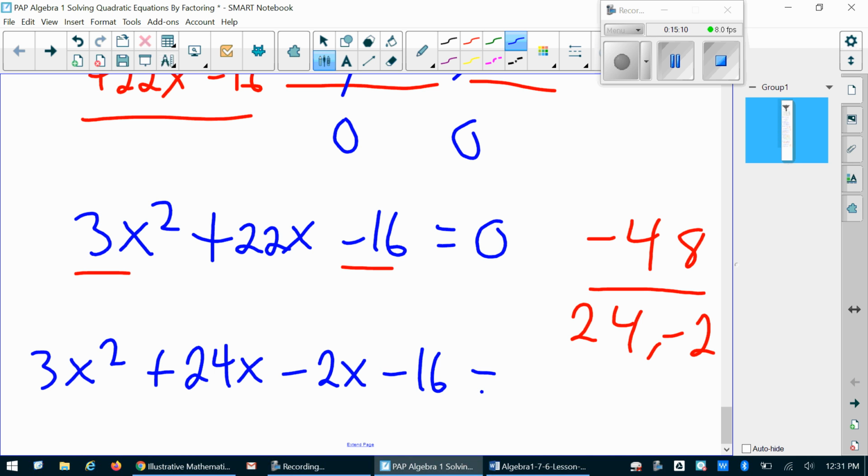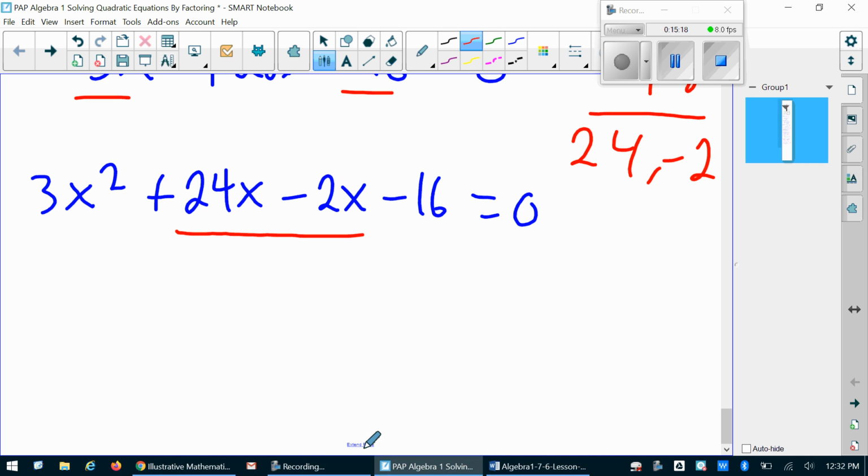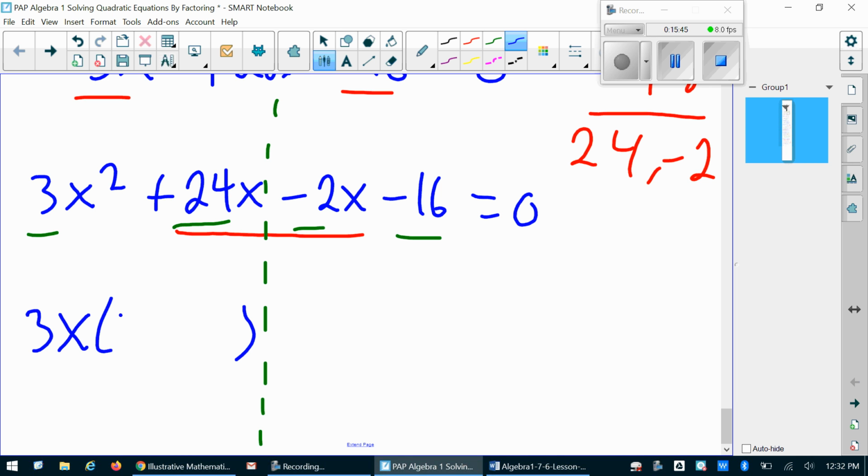Next, if you remember, these can go in either order. It doesn't matter. I can put the negative 2x first, then the 24. But I think this way is probably the best because 3 and 24 have a common factor of 3, and then negative 2 and negative 16 have a common factor of 2 or negative 2. But anyway, split it down the middle. For the 3x squared and the 24x, I can pull out a 3x from both. That will give me x plus 8 on the inside.